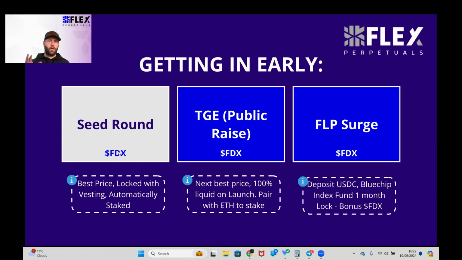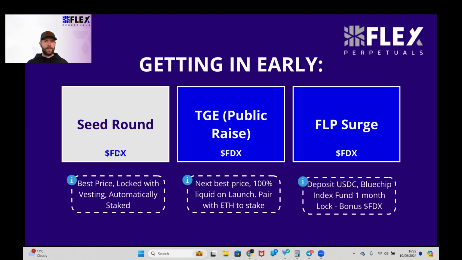Let's focus now on the TGE, or the token generation event, which is essentially a public raise. And this opportunity is open right now. So you can get involved in the TGE. I'll leave the link in the description below. But this is going to give you the opportunity to get in at the very next possible best price in comparison to the seed round.